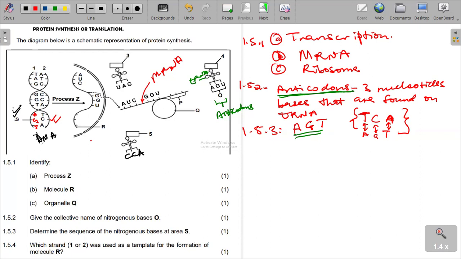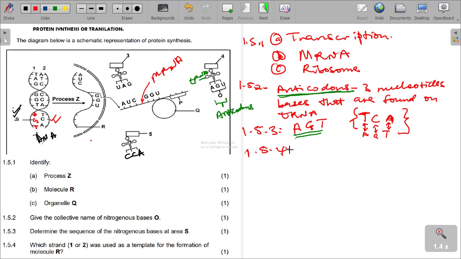Question 1.5.4 is saying, which strand, 1 or 2, was used as a template for the formation of molecule R. Like we said, one of the strands of DNA is used as a template in the formation of what? Of mRNA. So the question is saying which strand, 1 or 2, was used as a template for the formation of molecule R.